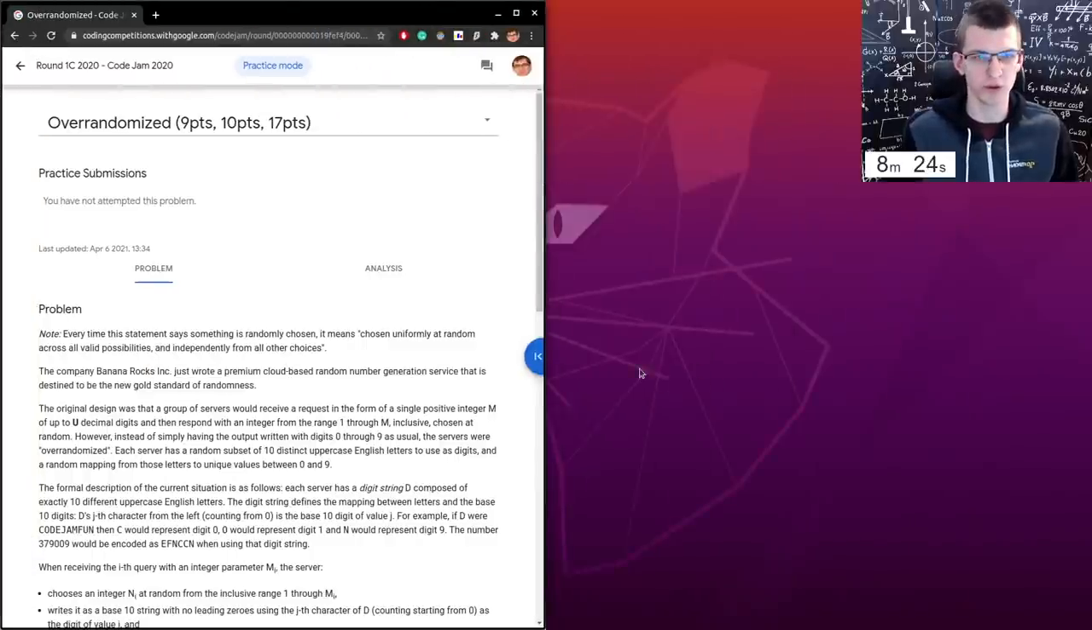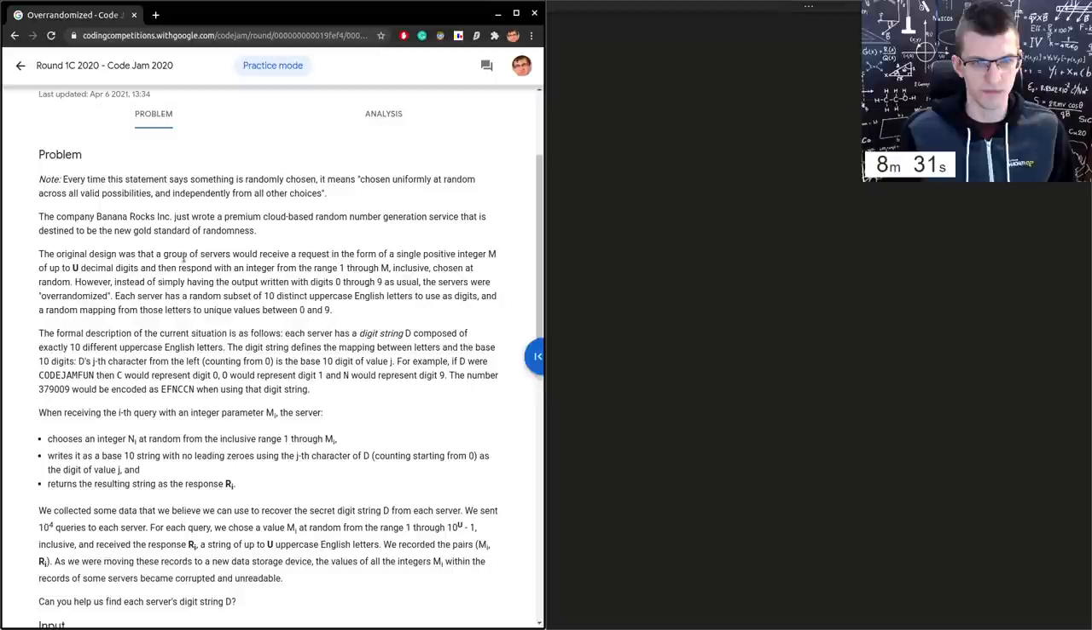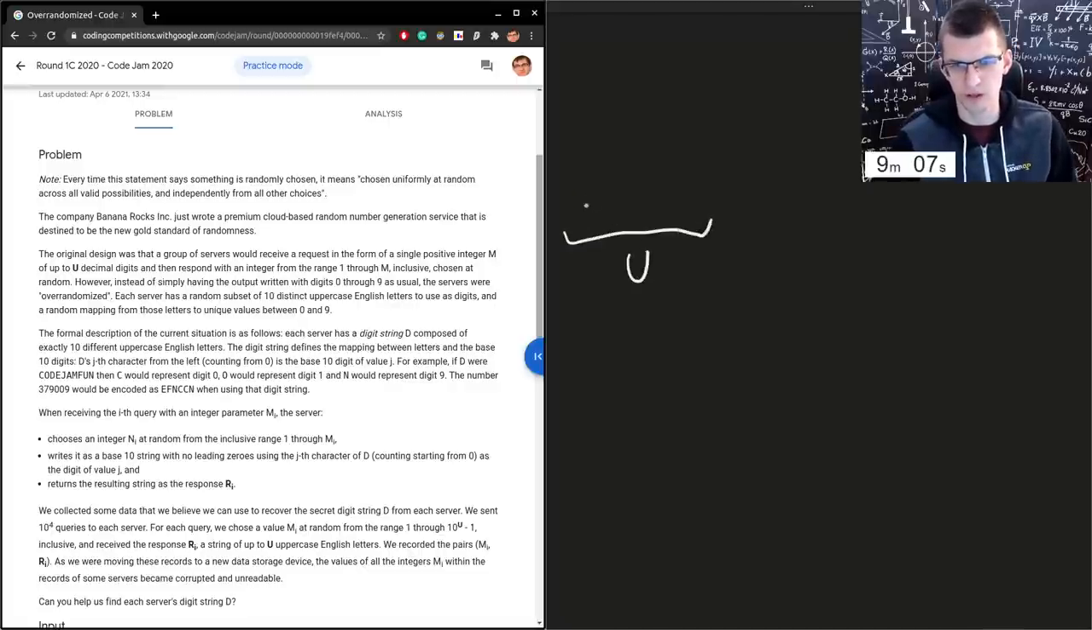All right, one problem done, 2 to go. Overrandomized. There is a long integer m with up to u decimal digits. I first thought that we have something like this. You provide a number of length u, like maybe 5, 2, 2, 1, 1, 1, and you get a digit as a response, but there is some randomization going on.